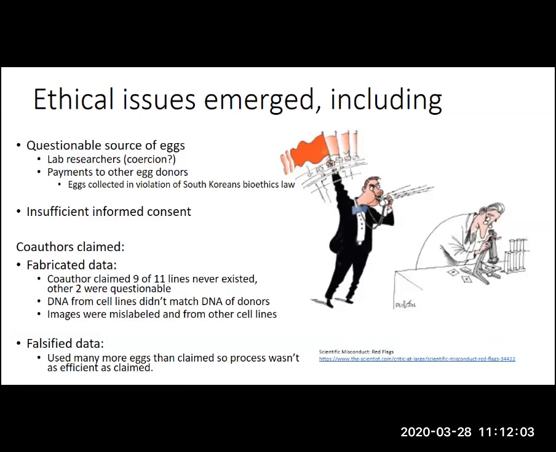It was also claimed that they falsified some of the data. They were basically using a lot more eggs than claimed, so the process wasn't as efficient as it claimed. Instead of 1 out of 10, they were probably still doing 1 out of several hundred to be able to generate a successful line, even if those lines, as questions were raised, appear with potentially fabricated data. So it basically wasn't necessarily accurate about what was going on.